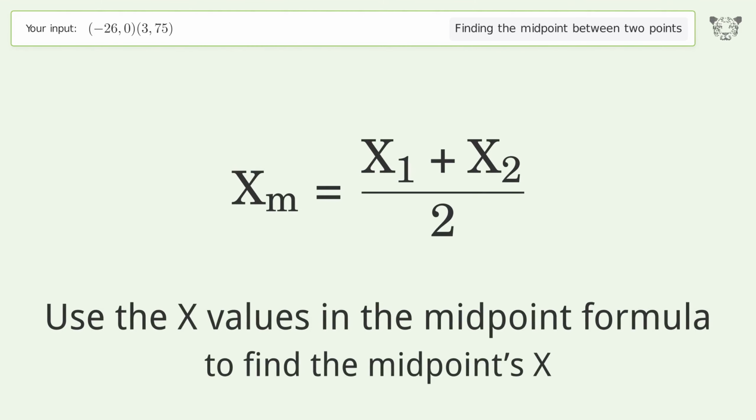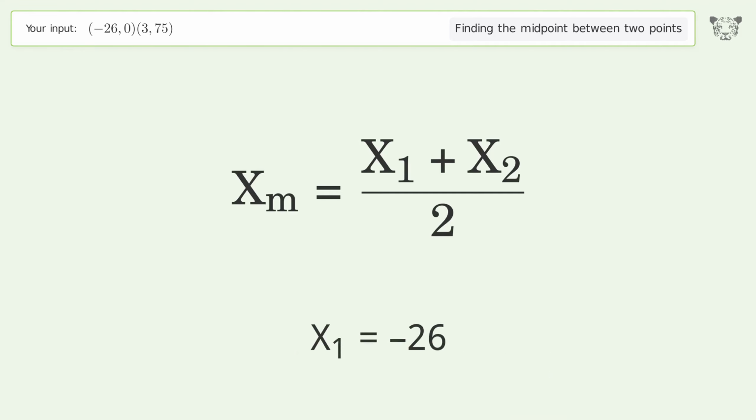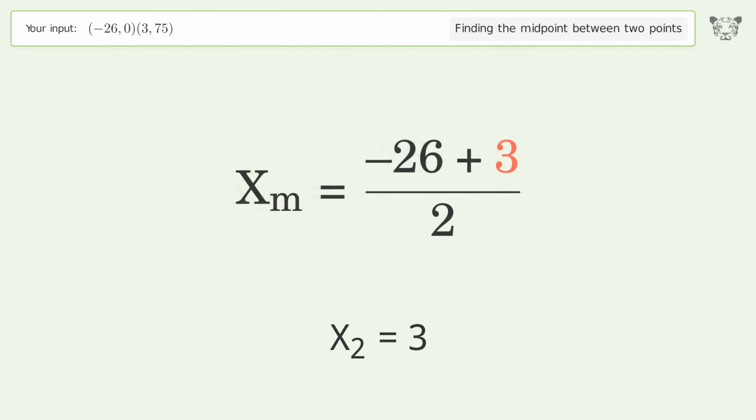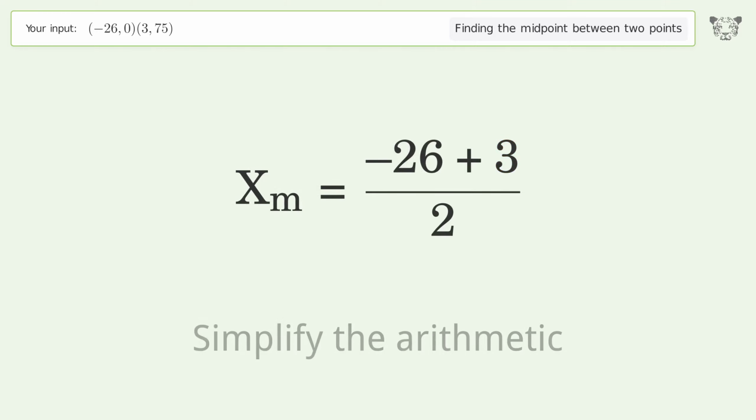Use the x values in the midpoint formula to find the midpoint's x. x1 equals negative 26. x2 equals 3. Simplify the arithmetic.